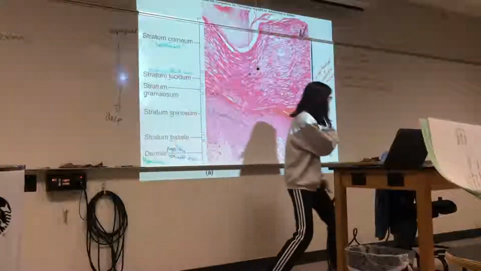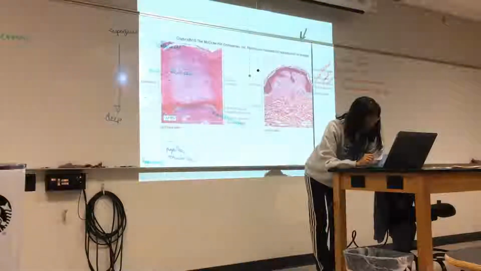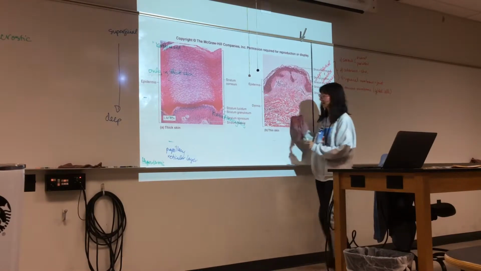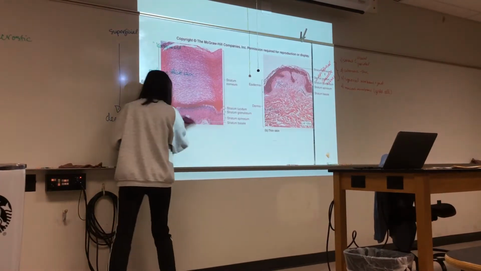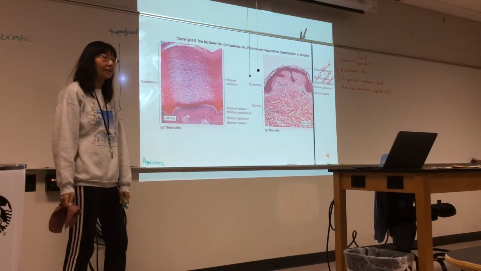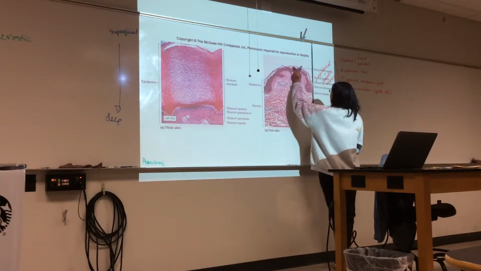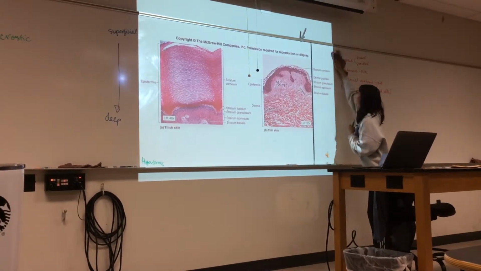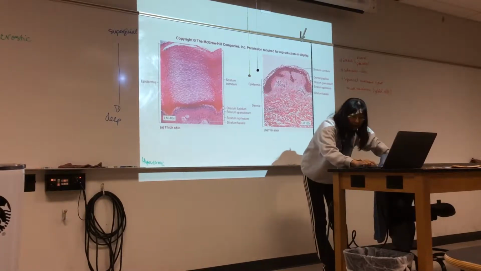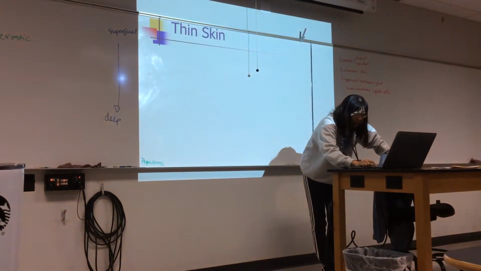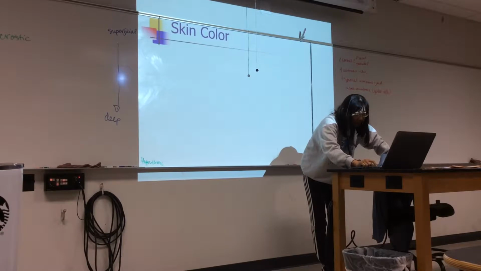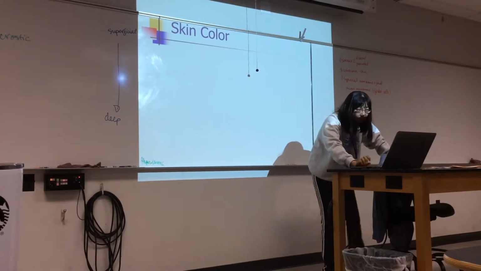Okay, all right. So here's a picture of the two, thick versus thin skin. Is this pretty clear? See how thin this is? Any questions here? Okay, let's move on. Thick skin is only the palms and the soles, and thin skin is everywhere else in the body.